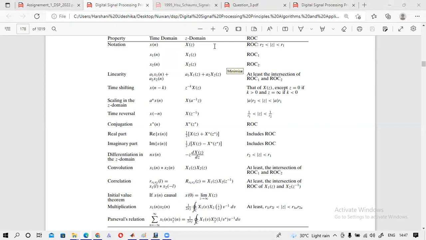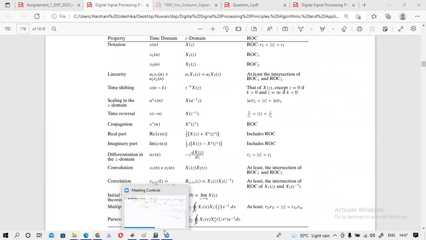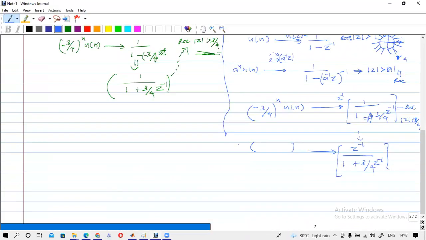So did you get it? One student gave me time reversal. Is it clear for you, or should I explain it more? I think you can understand. Okay, thank you, so we will continue. We have to use the time reversal property. Sorry, time shifting property.